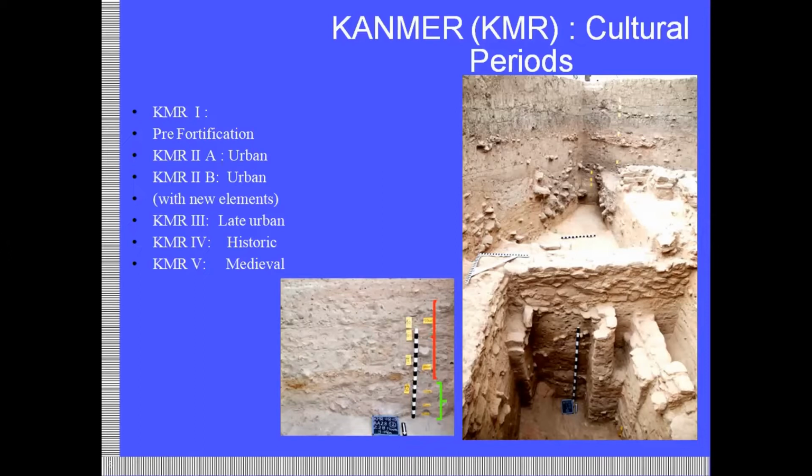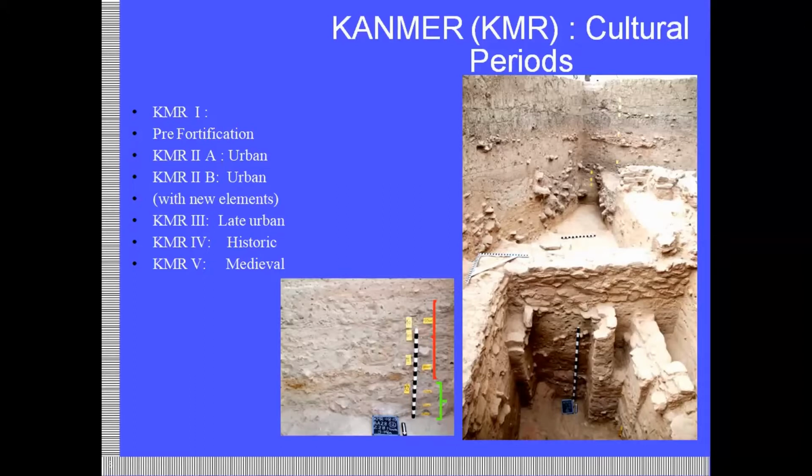Then the urban phase, classical Harappan material, has been divided into two parts: Kanmer 2A and 2B. Actually, 2B was dominated by the featureless bowls, which you have from Rangpur, known from Rangpur A, B, and C. And Kanmer 2A does not have those deep, featureless bowls. You do have dishes and other things, but you don't have those.